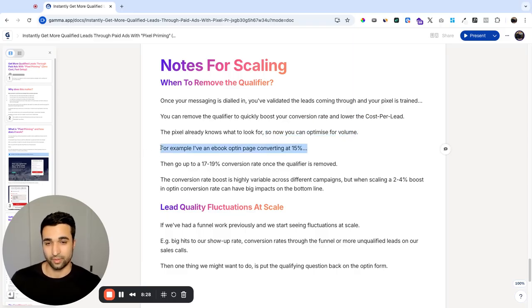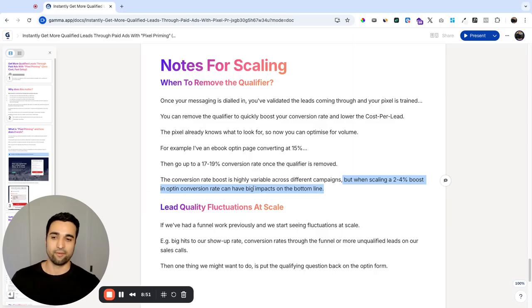So for example, I've had an ebook opt-in page convert at 15% and then go up to anywhere between 17 to 19% conversion rate once that qualifier is removed. And that conversion rate boost in general is highly variable across different campaigns. But obviously when scaling and you're spending hundreds of thousands a month, a 2 to 4% boost in opt-in conversion rate can have a big impact on the bottom line.